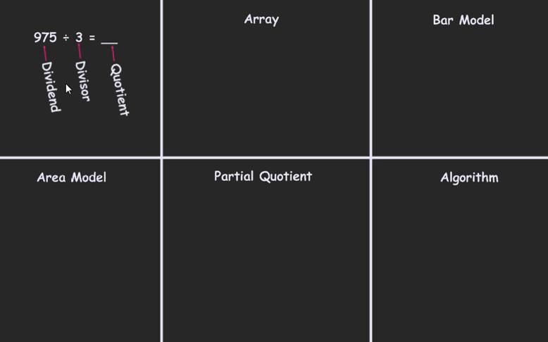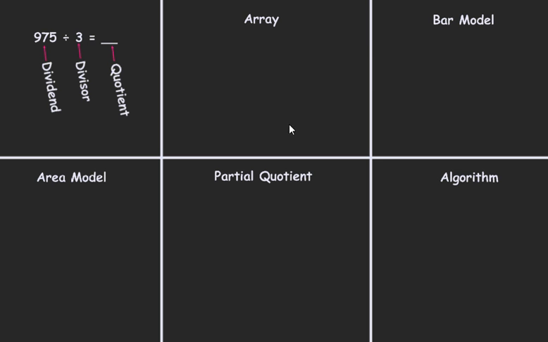Okay, so let's look at our 975 first. 975 is what? Yes, it is our dividend. Then we have 3, which is our divisor. And then we have this blank. What we're looking for is our quotient. The answer to a division problem is a quotient.